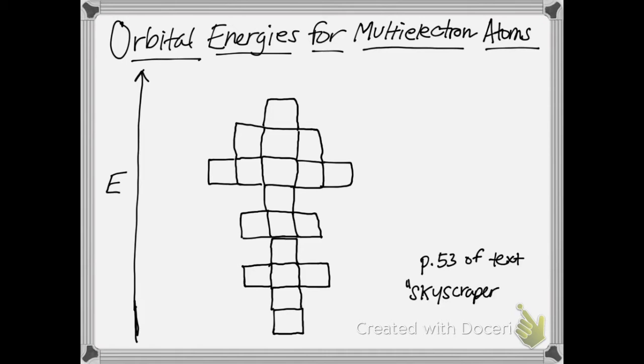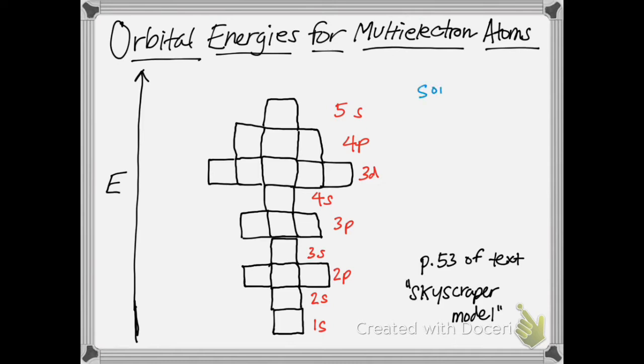So this again is called the skyscraper model, according to your author, Dr. Zoval, in his textbook. So I'm going to label these. These each refer to orbitals. So I labeled the 1s, the 2s, the 2p, the 3s, the 3p, the 4s, the 3d, the 4p, and the 5s orbitals, going from lowest energy to highest energy. So we have to remember what these orbital names mean.